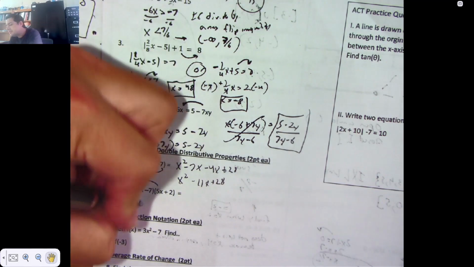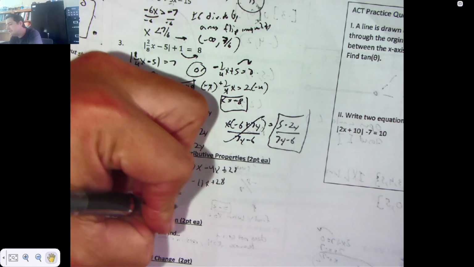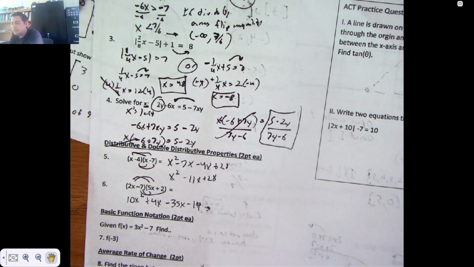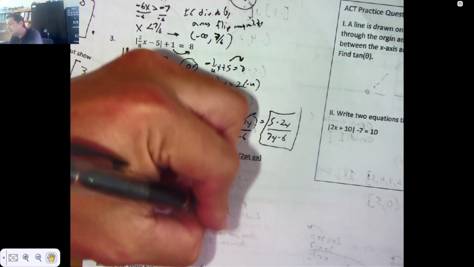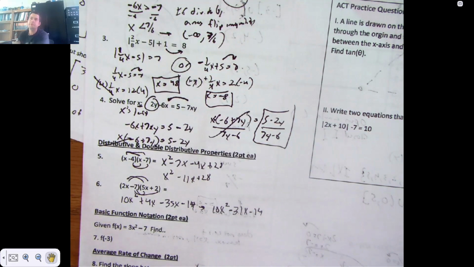2x times 5x is 10x to the second. 2x times 2 is plus 4x. Negative 7 times 5 is minus 35x. Negative 7 times 2 is minus 14, which I didn't write. And then I combine my like terms. I believe in the middle there is a minus 31. If you can learn how to double distribute, you'll probably learn how to factor.